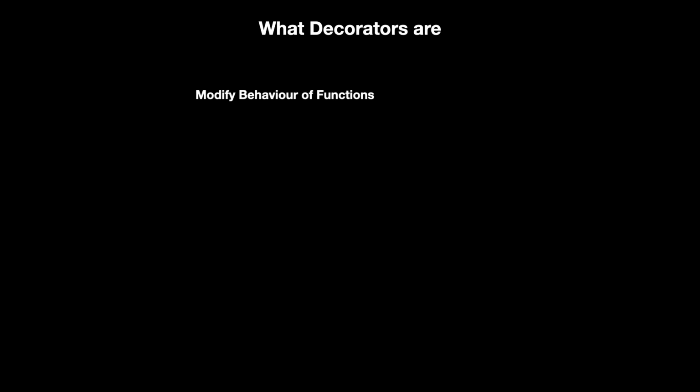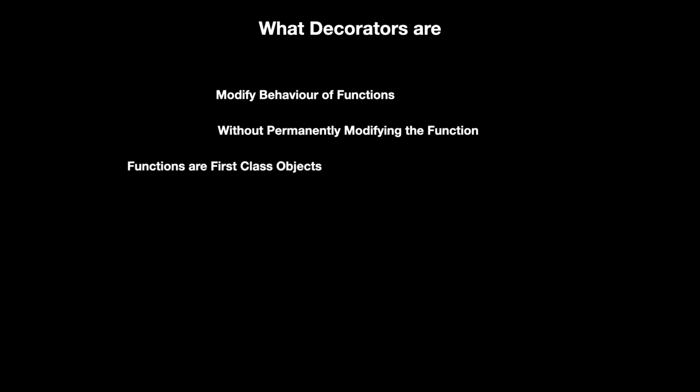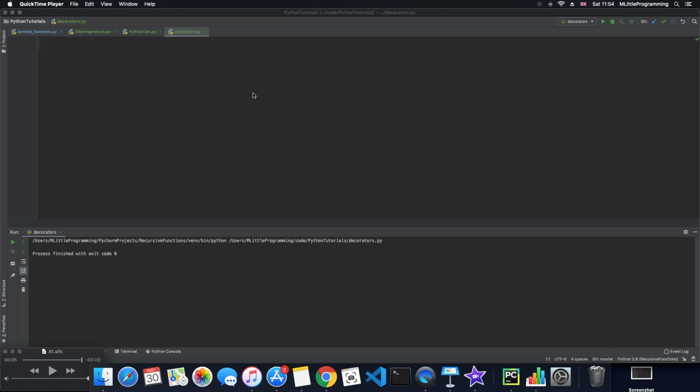So, what is a decorator? Decorators allow us to modify the behaviour of a function or a class. Decorators allow us to wrap another function in order to extend the behaviour of it, without permanently modifying the function we are wrapping. This functionality is possible because in Python, functions are considered first-class objects.